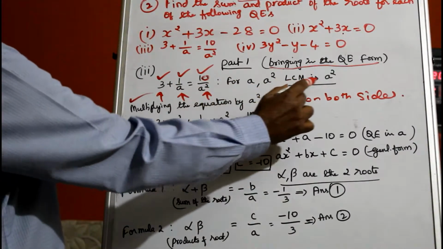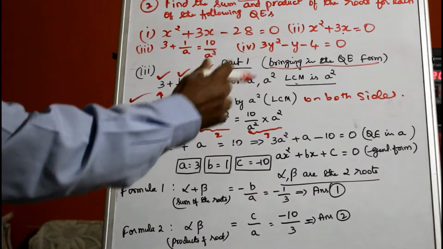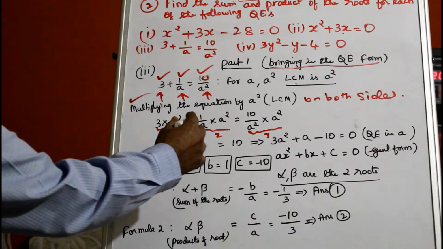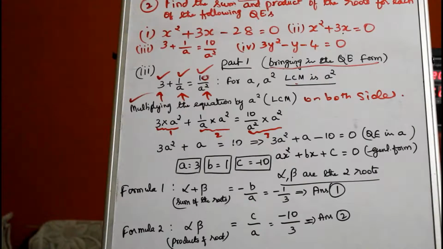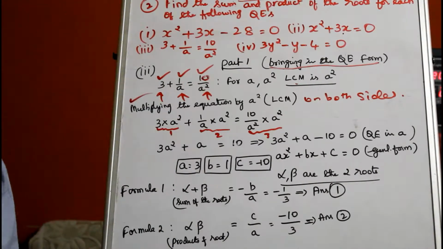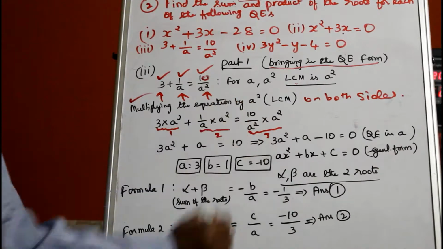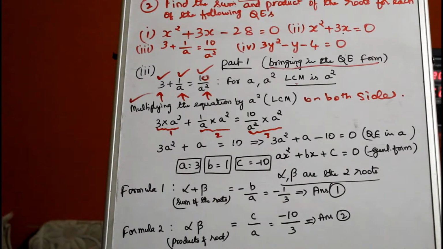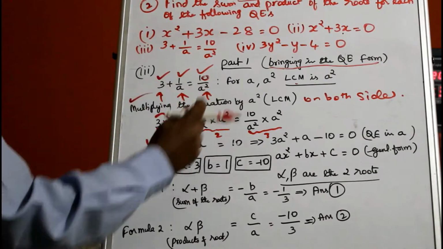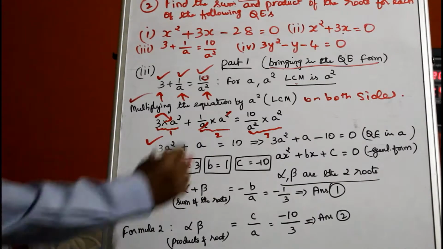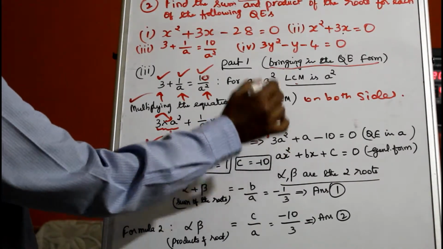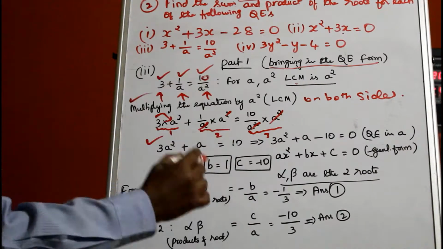So for a and a square, the LCM is a square. You multiply the whole equation by a square. In fact, you can follow this method for other sums also. But since we get numerical values, we follow the LCM method which you learned. Each number you multiply with the LCM; if you multiply, the equation remains unaltered. Now look here, 3 into a square is 3a square. 1 by a into a square, the a gets cancelled, you write the a. 10 by a square into a square, this a square gets cancelled, equal to 10.